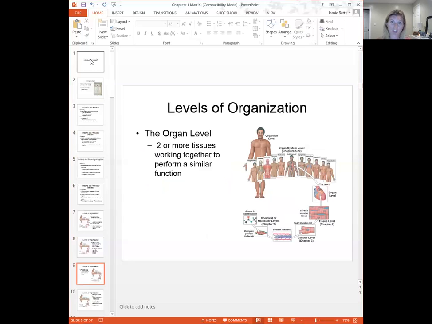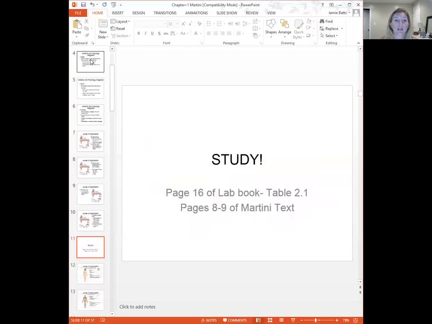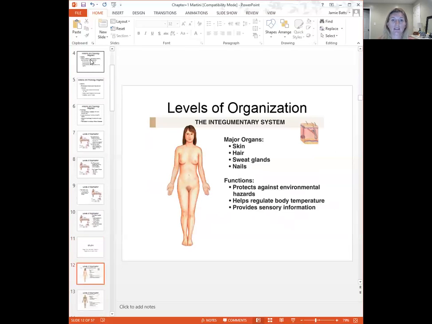So after the tissue level of organization, then we have the organ level of organization. An organ is when 2 or more tissues are working together to perform a similar function. So our heart is an organ. It's made of 2 or more tissues. Our brain is an organ made of 2 or more tissues, etc. Then we have the organ system, which is when we have lots of organs working together to perform a similar function or a related function. We have 11 body systems total, and we'll start looking at these body systems.